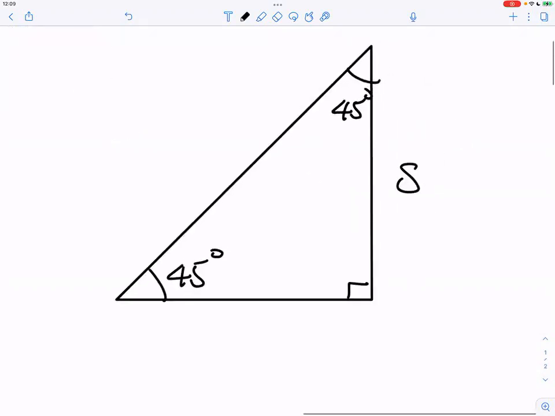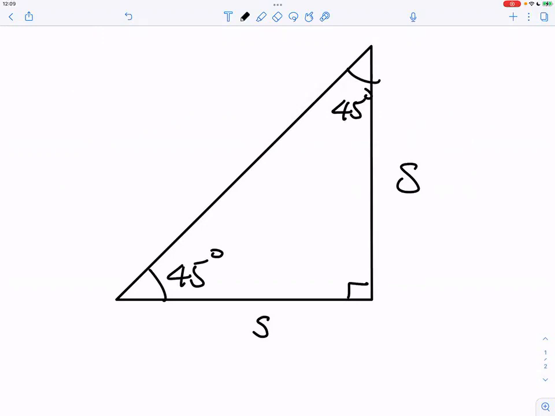Well, let's start with this one. This one is easier. What's the bottom side? Because it's a, what kind of triangle? How do you know it's an isosceles? 2 angles are the same, right? So it's an isosceles triangle.